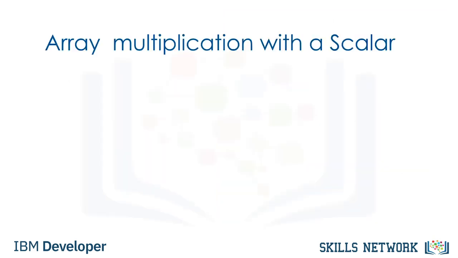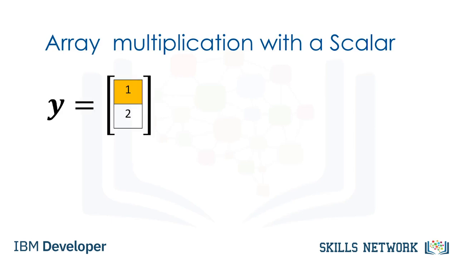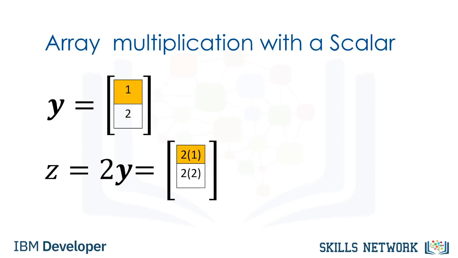Vector multiplication with a scalar is another commonly performed operation. Consider the vector y. Each component is specified by a different color. We simply multiply the vector by a scalar value, in this case 2. Each component of the vector is multiplied by 2. In this case, each component is doubled.